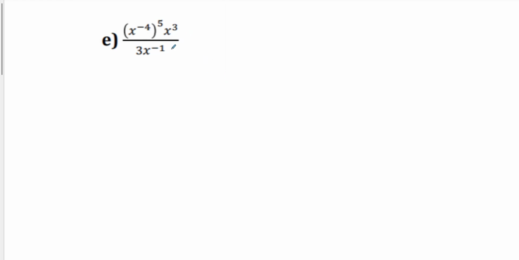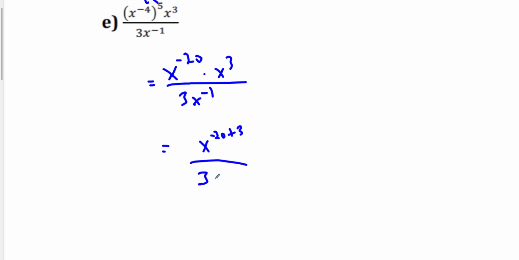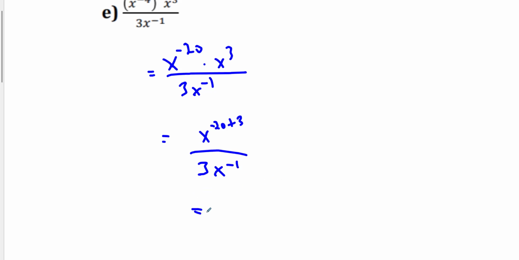This is pretty straightforward. The 5 goes there, so x to the power of negative 20 times x to the power of 3 over 3 times x to the power of negative 1. So remember, we're simplifying the numerator first, so negative 20 and 3. Well, that's just x to the power of negative 20 plus 3. Remember, I'm multiplying, so I add the exponents. The denominator doesn't change. So that's going to be x to the negative 17 over 3x to the power of negative 1.